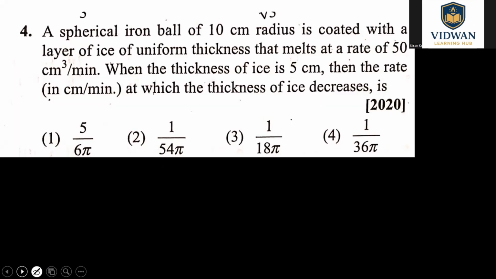Okay, this just repeated, 1 by 18 pi. We just did the problem. It's the same thing. So I'll just mention the word repeated and leave it. So 2019 it was given, 2020 also it was given. So we'll move to fifth question.